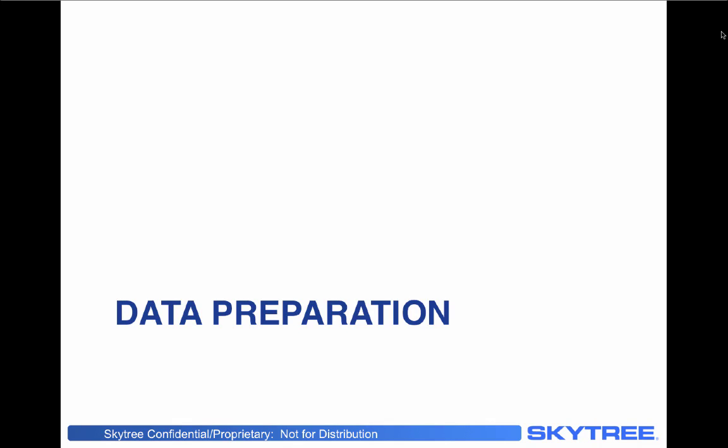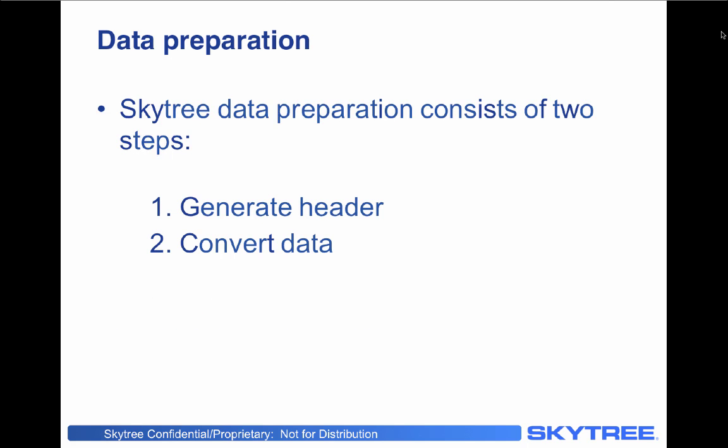Hello. In this video, I'm going to show you how to do data preparation with Skytree. Data preparation really is the first step in any kind of modeling, and it is the first step in modeling with Skytree as well. Data preparation with Skytree consists of two steps. The first step is the generate header step, and the second step is the convert data step.